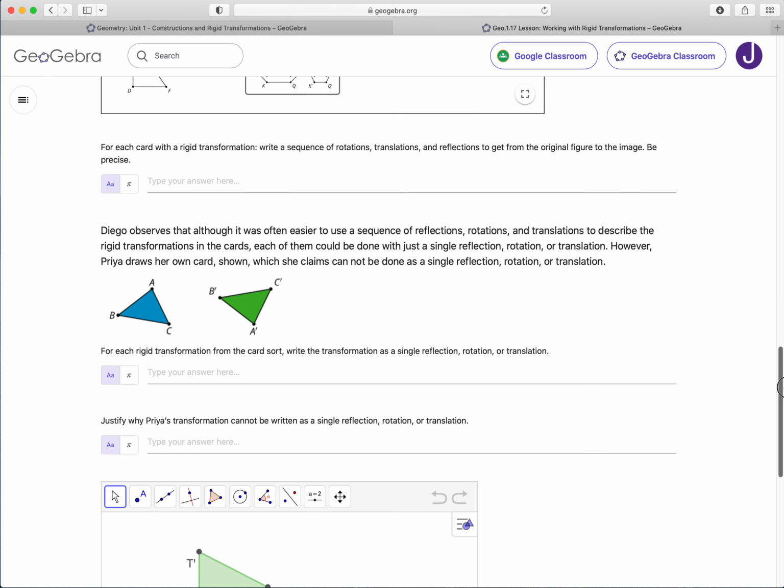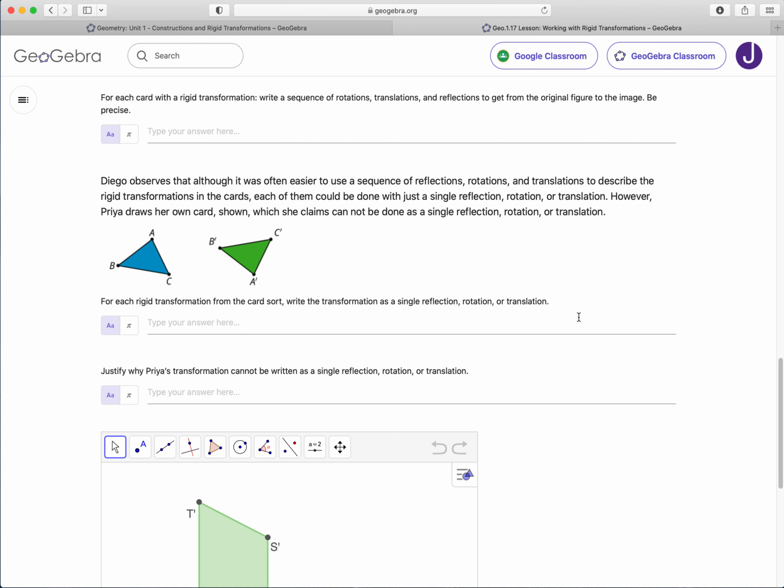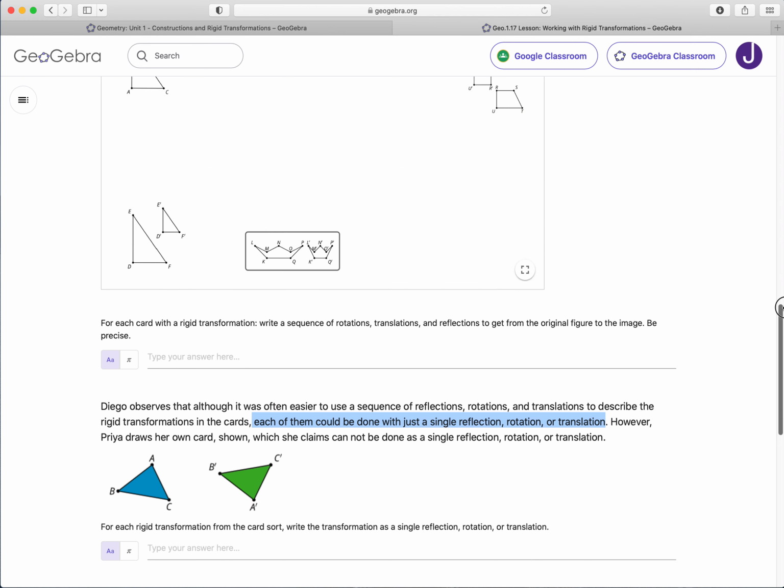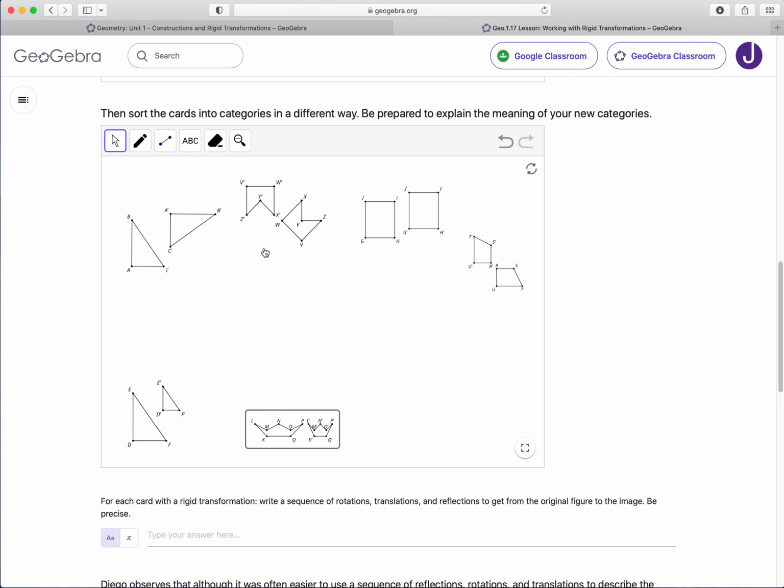Okay. Next. So for each card with a rigid transformation, okay, we did that. Diego observes that although it was often easier to use a sequence of reflections, rotations, and translations to describe the rigid transformations in the cards, each of them could be done with just a single reflection, rotation, or translation. All right, so let's look back at this. Can I do each one of these up here in a single move? Yes, we could.